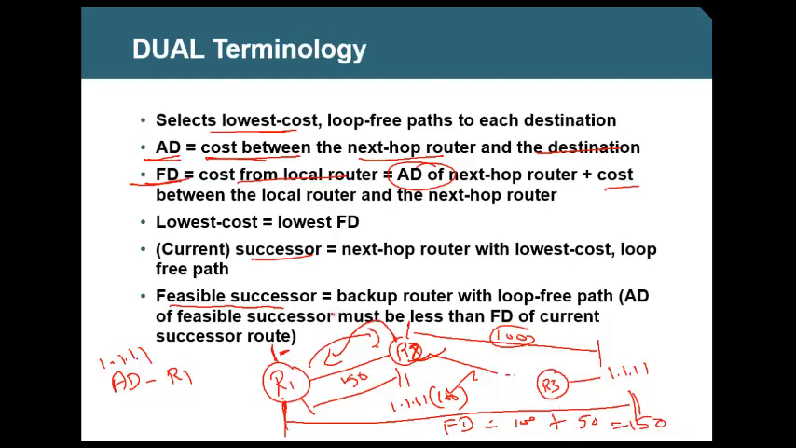Feasible distance is nothing but total distance. Advertised distance is nothing but the total distance from my neighbor to the destination. Feasible distance is total distance from me to the destination.